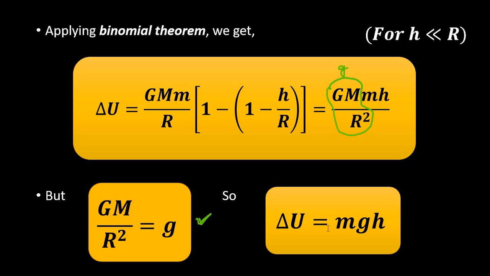So this is the concept of gravitational potential energy of an object on or near the surface of the Earth under the influence of Earth's gravitational force within the Earth's gravitational field.